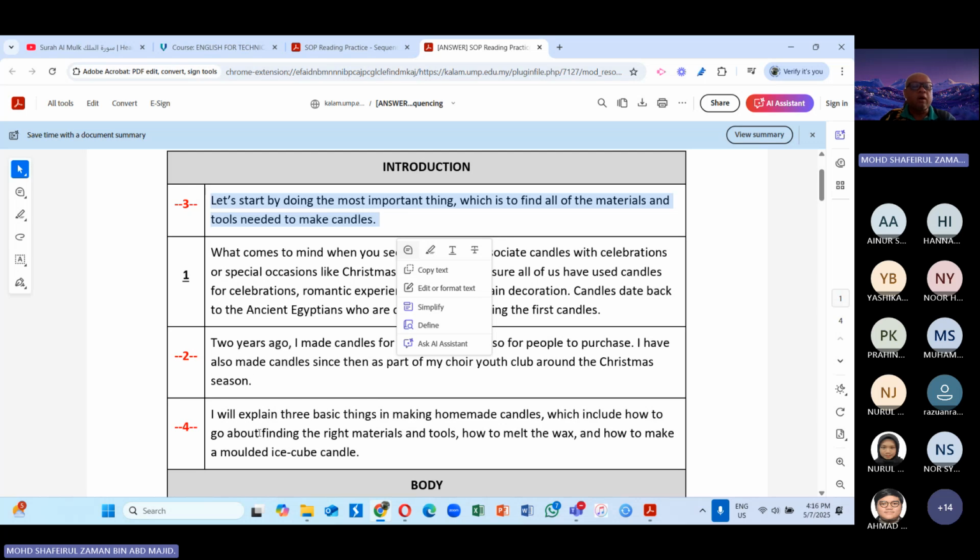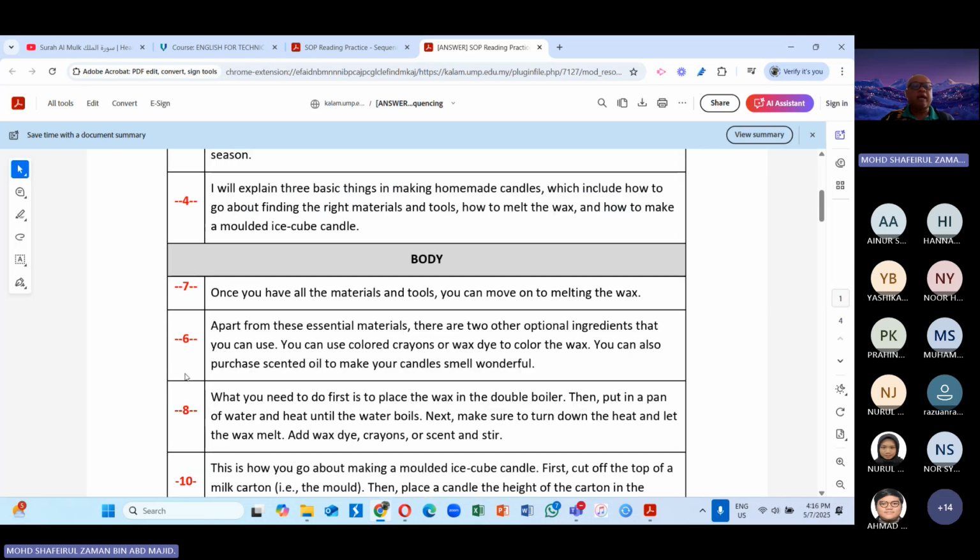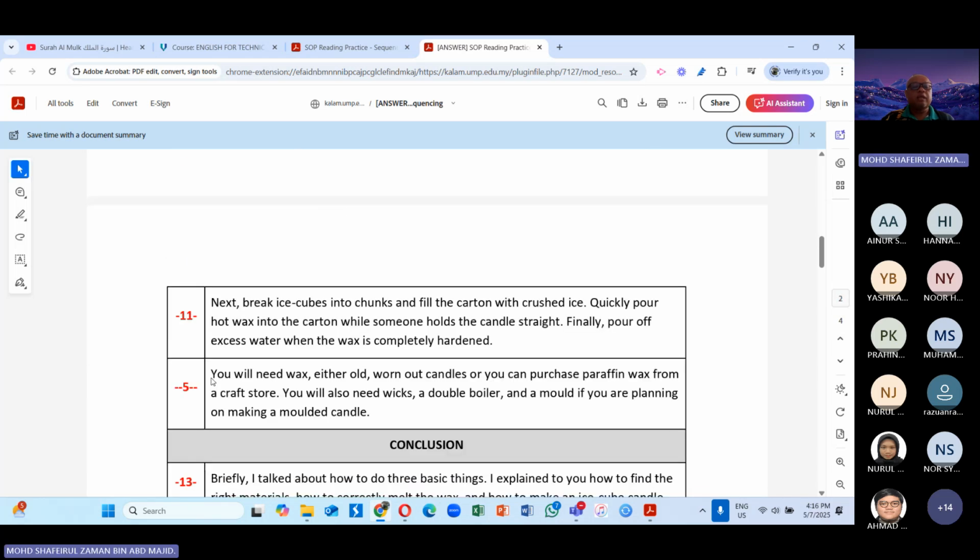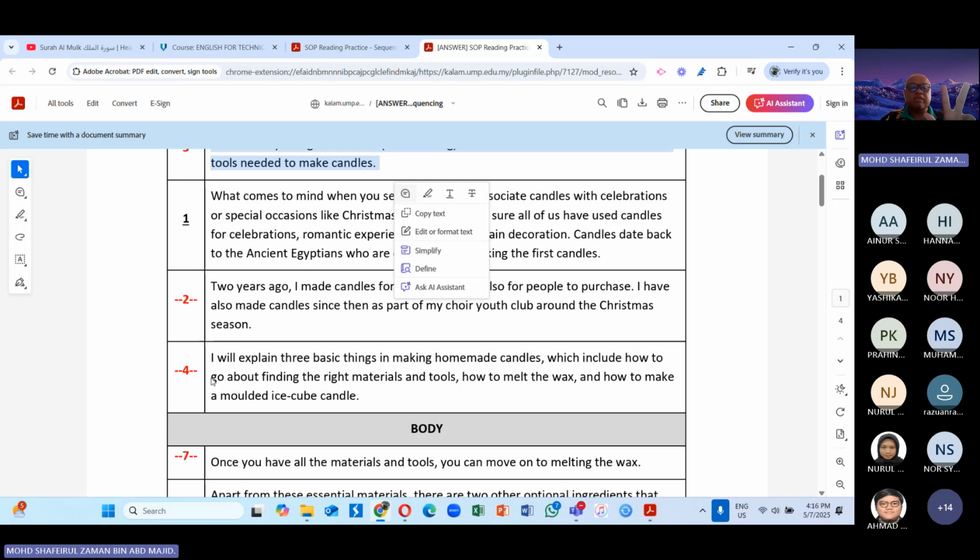Because in number 4, after you have found the materials and tools, there are also other steps involved. Remember that you should have at least 5 paragraphs for an essay: introduction, 3 paragraphs on the body, and lastly the conclusion. So this is how you arrange it. Then number 5. So number 4, we know that there are 3 steps involved.